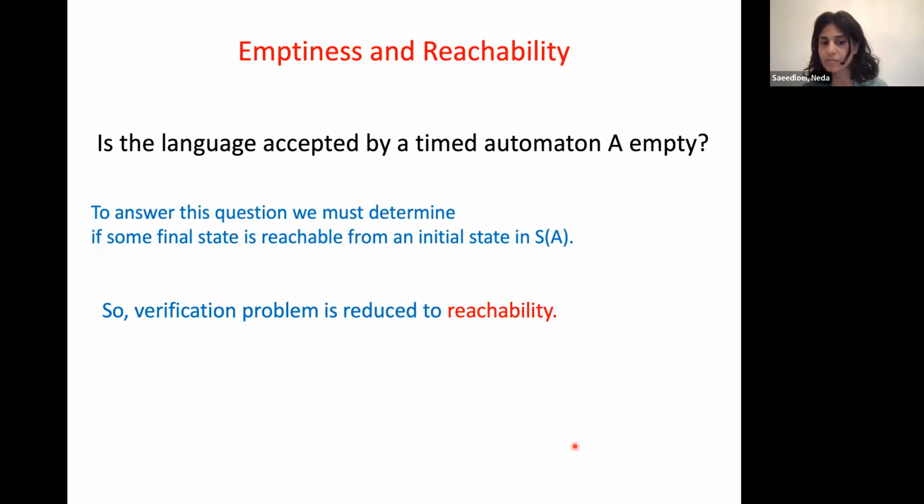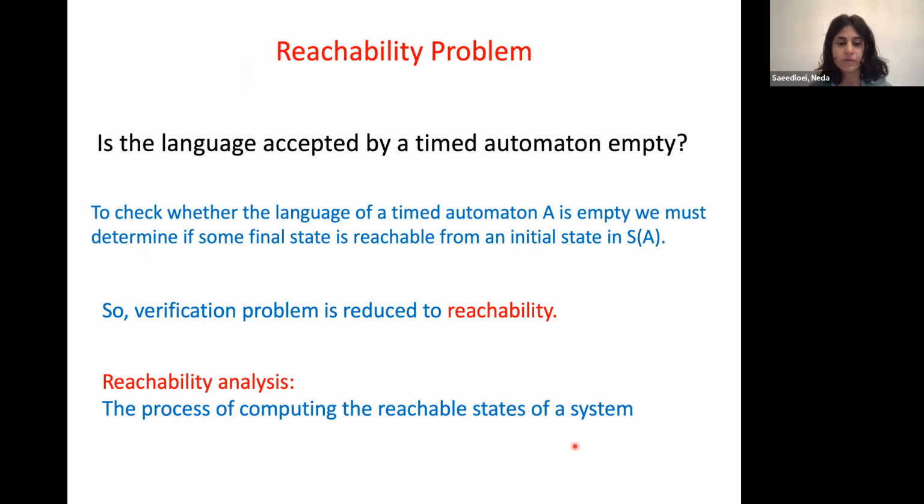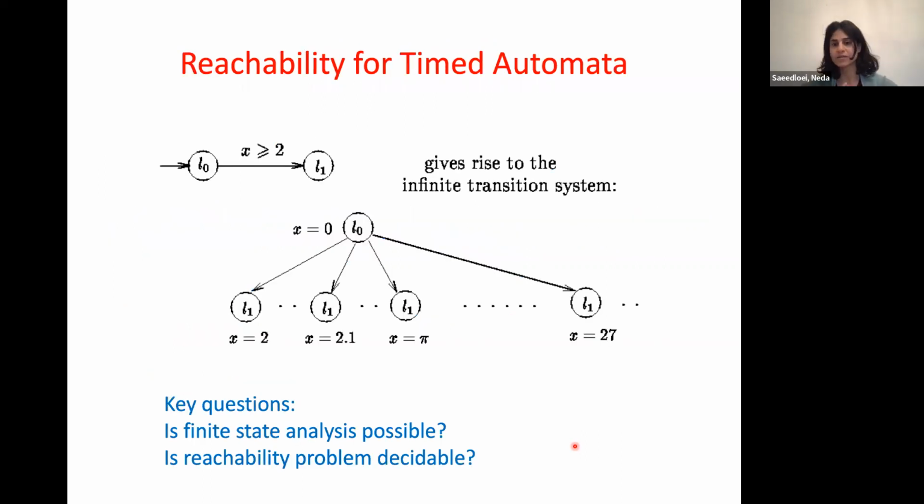Therefore, earlier we said some verification problems are essentially reduced to emptiness. And now we are saying that emptiness can be solved by reachability. So that means that the verification problem is essentially reduced to reachability. Reachability analysis is the process of computing the reachable states of a system. But what are the challenges? We earlier said that the state transition system corresponding to a timed automaton is infinite.